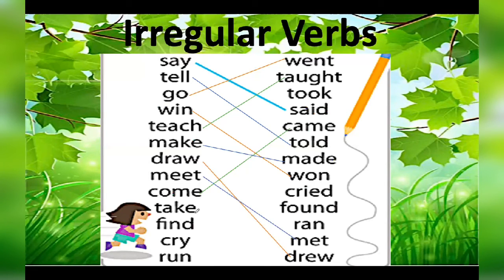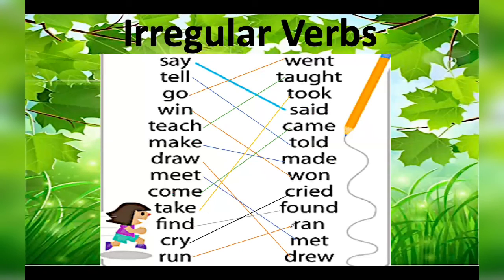Take, took. Find: cried, no; found, yes. Find, found. Cry, cried. And we have only one left here. Run, ran. Okay beta, I hope you all have got it.